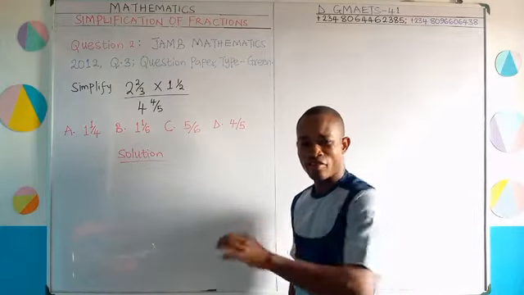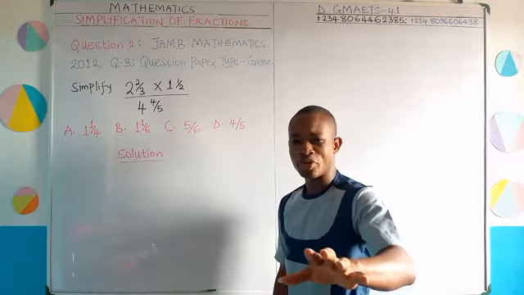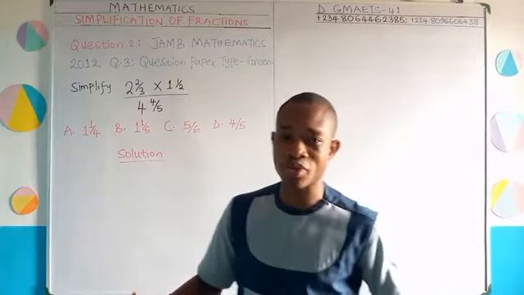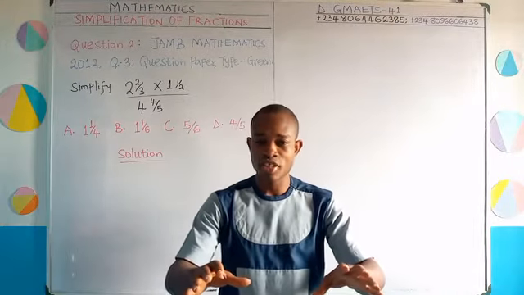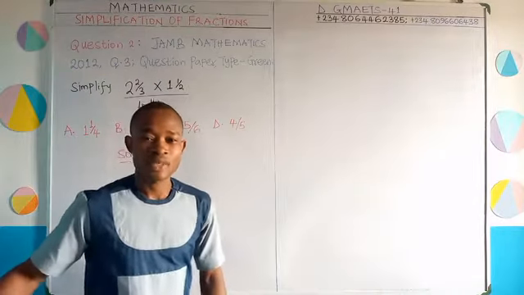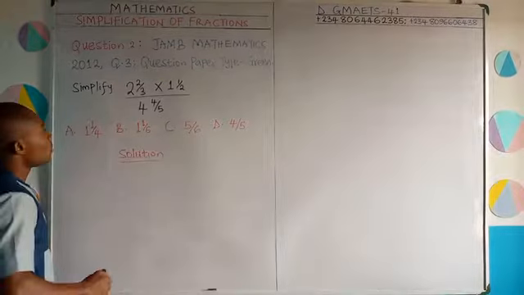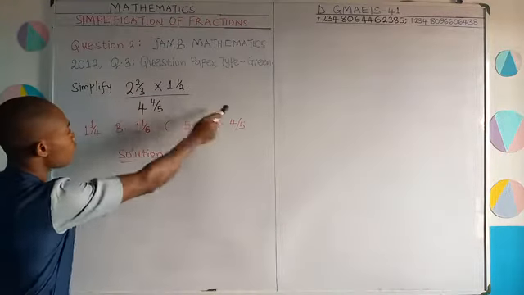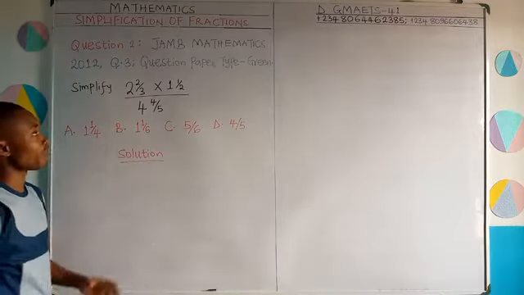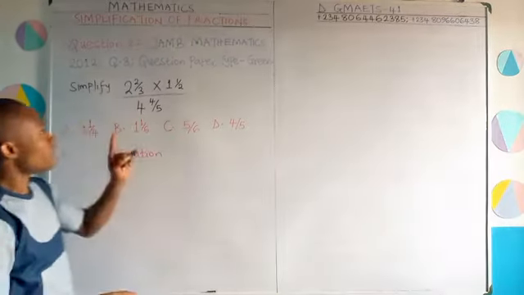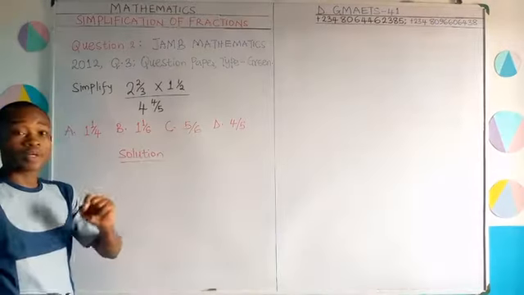On the board here we have this fun question, again from JAMB Mathematics. It's about simplification of fractions. Let us digest this question as fast as can be. So what's the question? We have to simplify 2 whole number 2 over 3 times 1 whole number 1 over 2, all over 4 whole number 4 over 5. This is 2012 question number 3, JAMB Mathematics question, paper type gray.